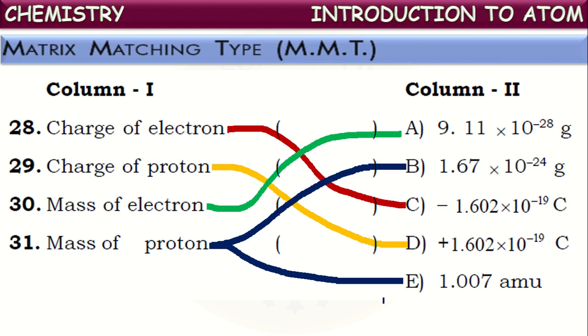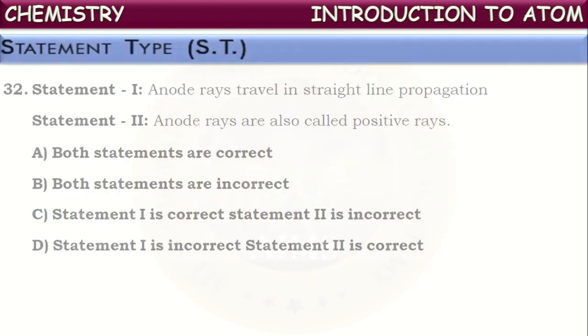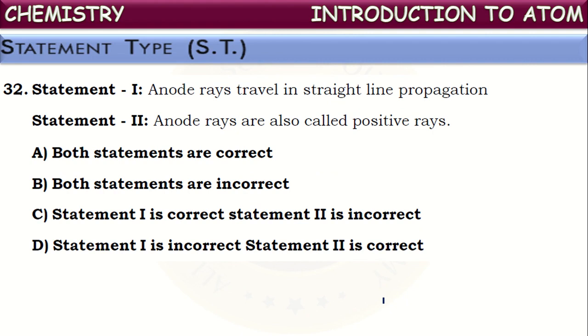Right? Let us go to the next. Statement type questions. See the first statement in this question. Anode rays travel in straight line propagation. Yes, not only anode rays, actually cathode rays and anode rays both were observed traveling in straight lines in the discharge tube. This was observed by keeping an object in the path of these rays. When an object is kept in the path of anode rays, they create shadows exactly behind the object. When the object is moved, its shadow also moves. From that experiment, it was proved that anode rays travel in straight line propagation.